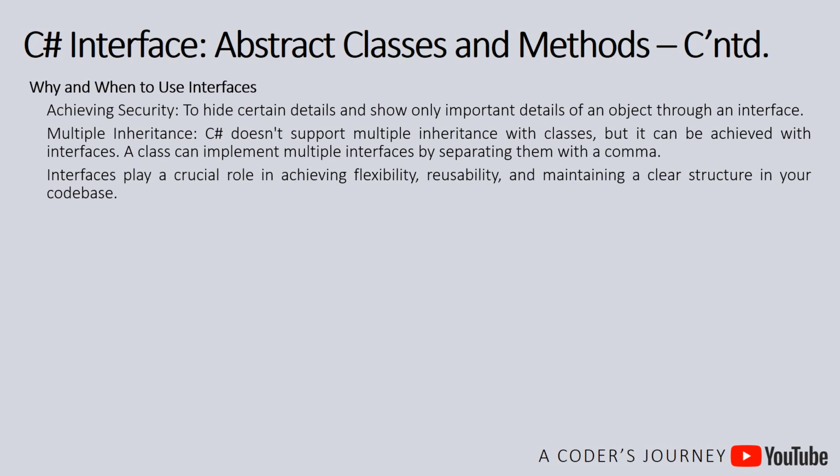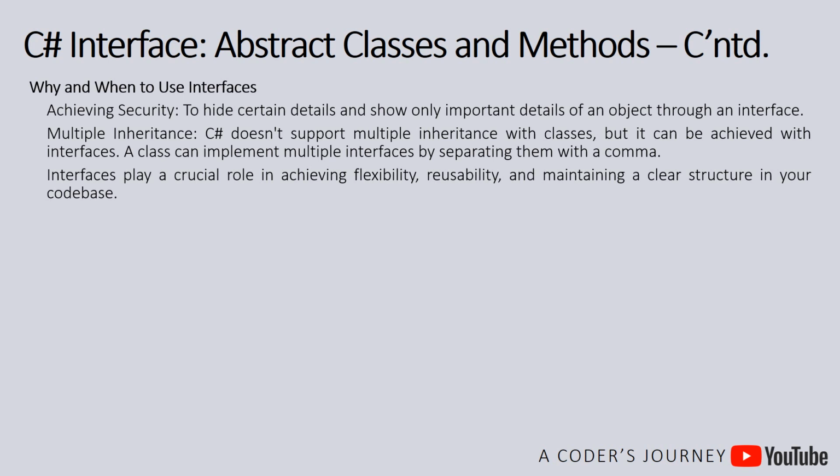Next, multiple inheritance. I told you in the previous video, right? I told you that with classes, you can only derive from one single class, but when it comes to interfaces, you can achieve multiple inheritance. C# doesn't support multiple inheritance with classes, but it can be achieved with interfaces. A class can implement multiple interfaces at the same time by separating them with a comma. Last but not least, interfaces play a very important role in achieving flexibility, reusability, and maintaining a clear structure in your code base.